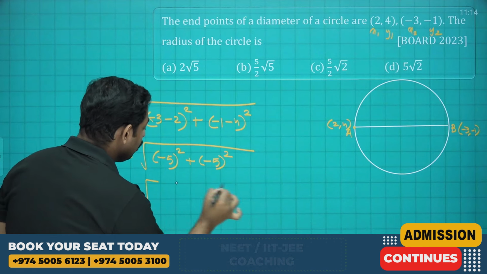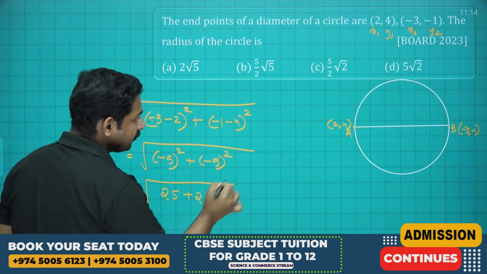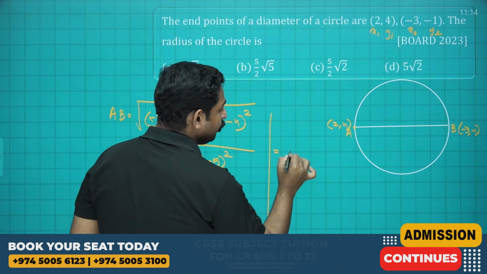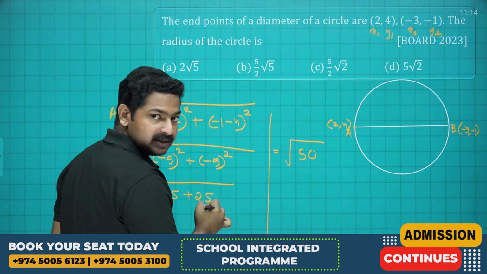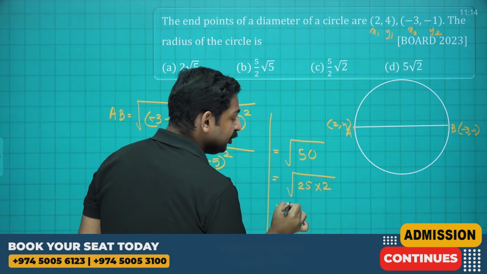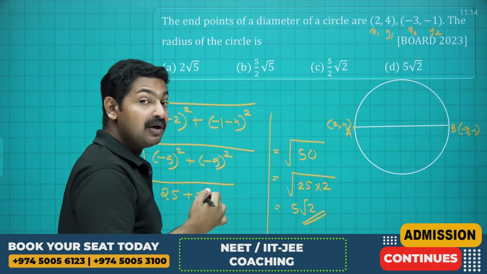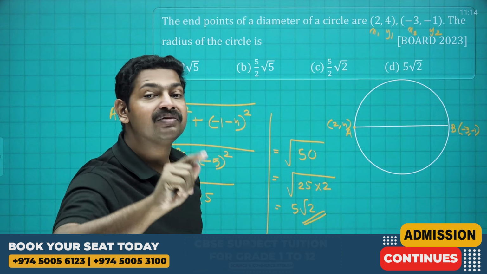Minus 5 squared is 25, so 25 plus 25. On the next step you will be getting root of 50. Root 50 can be written as root of 25 into 2, and we know the root of 25 is 5. So the answer is 5 root 2, but this is the length of the diameter.